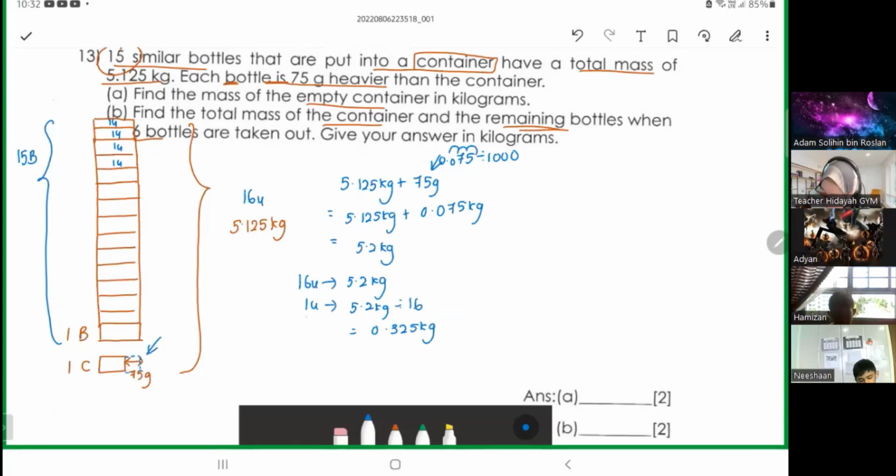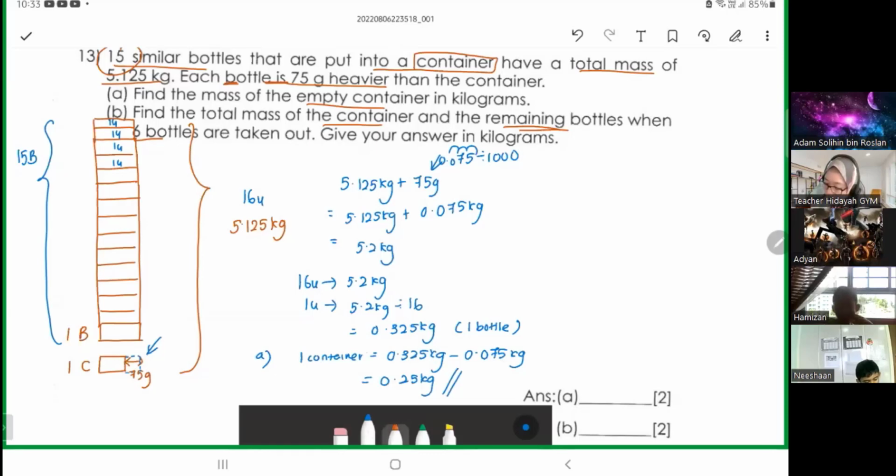Okay. In short, this is also my one bottle. But do I want one bottle? I want one container. So one container will be 0.325 kg take away 0.075 kg, equals 0.25 kilogram. This is your answer for part A.